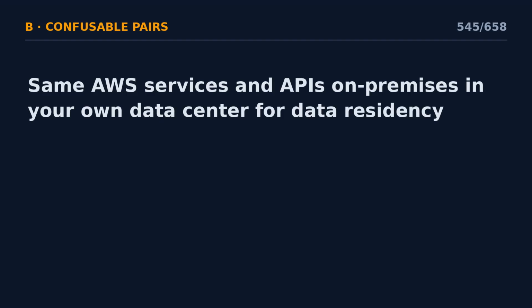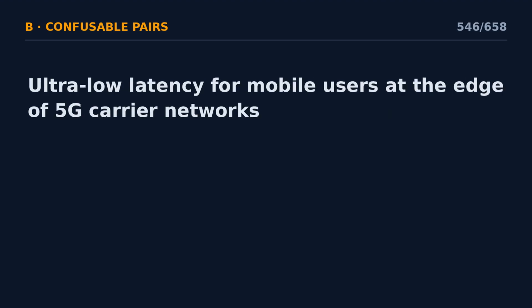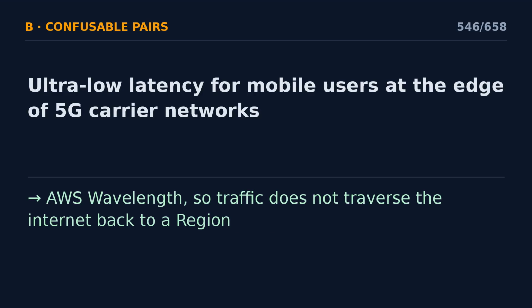Same AWS services and APIs on-premises in your own data center for data residency. Answer: AWS Outposts. Ultra-low latency for mobile users at the edge of 5G carrier networks. Answer: AWS Wavelength, so traffic does not traverse the internet back to a region.